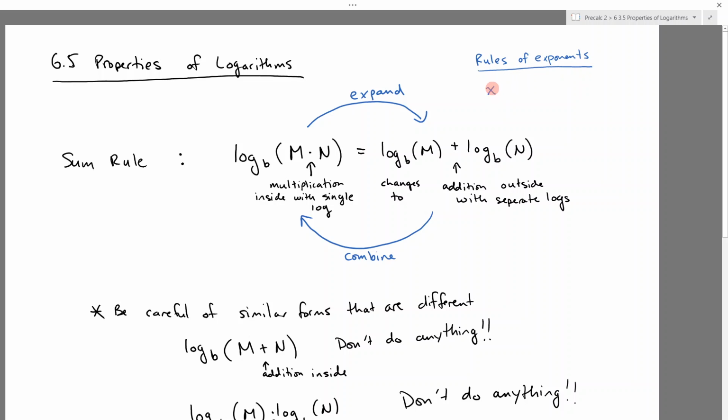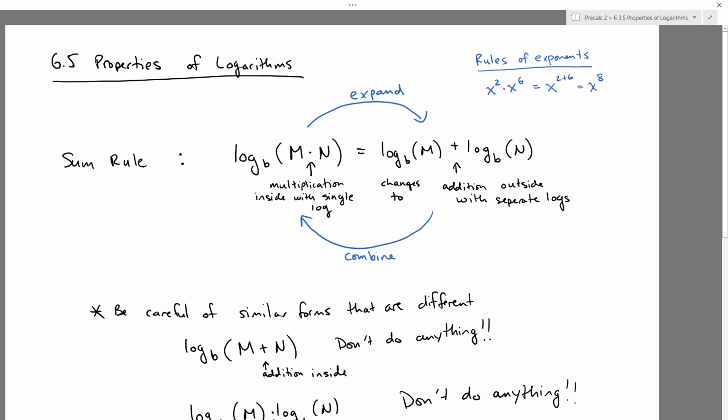For example, if I have x squared times x to the sixth, the rule here is that when you multiply two things like this, the exponents add. So this is the same thing as x to the 2 plus 6 power, and 2 plus 6 is 8. So the exponents combine by adding.